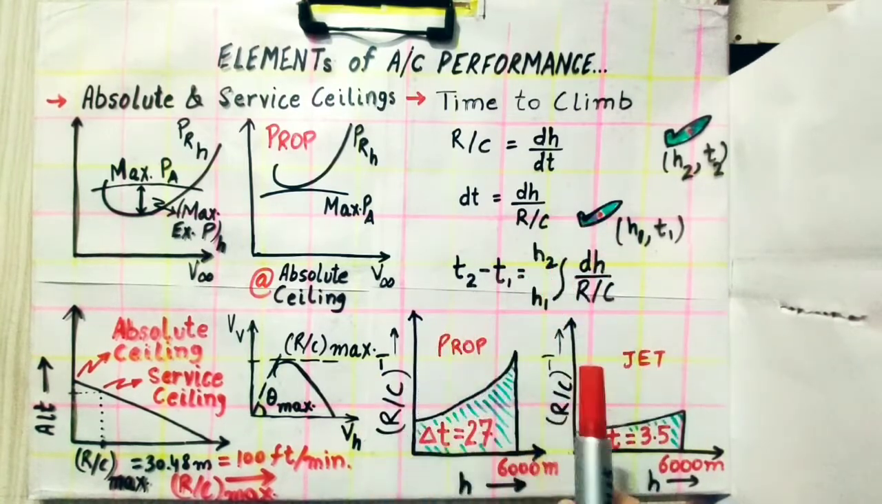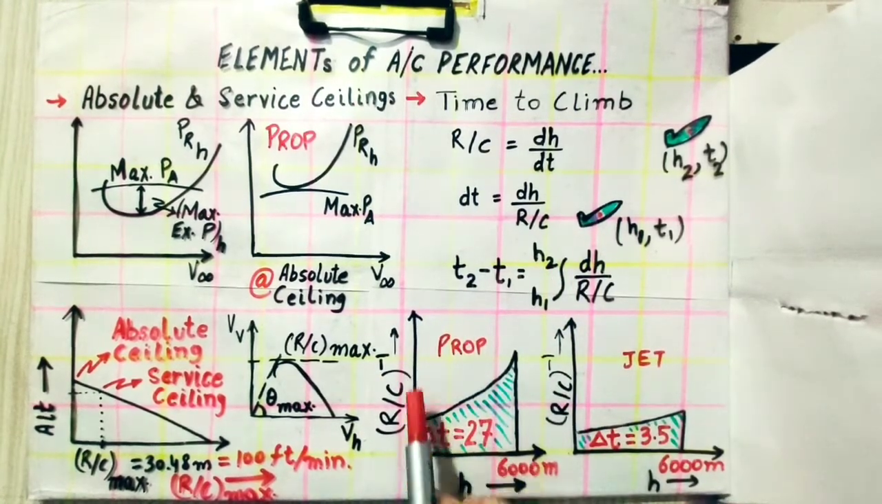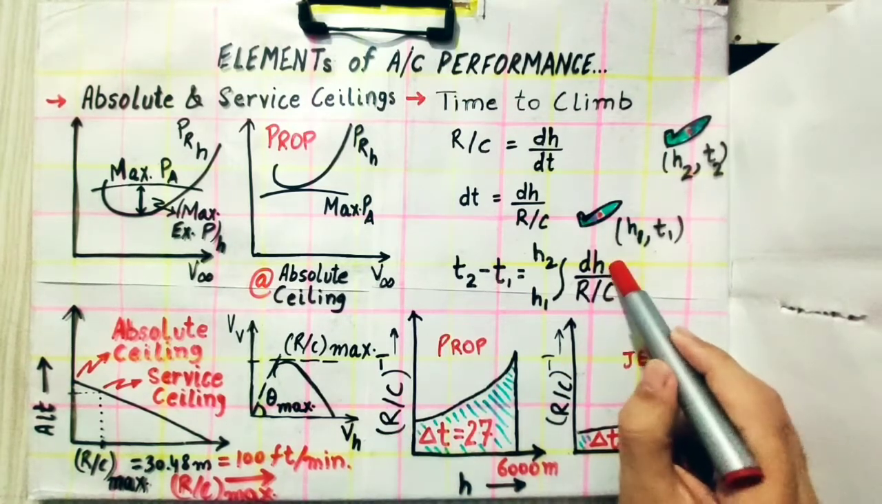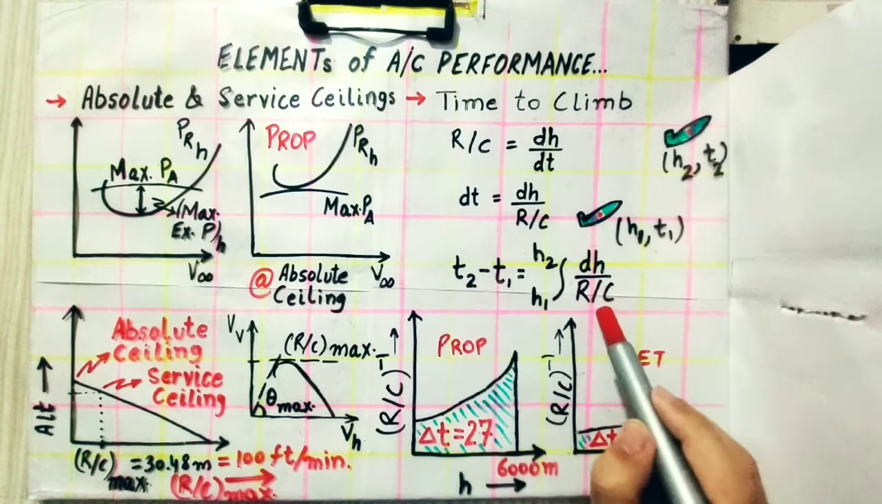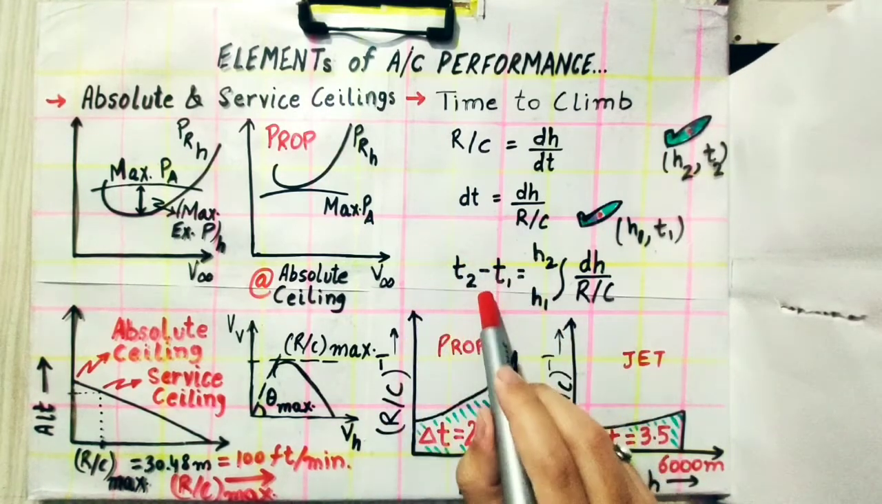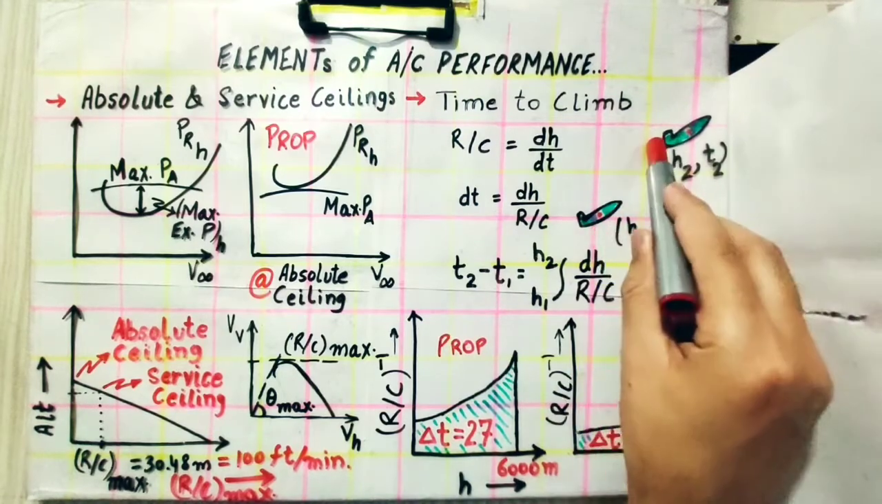to h2, and typically we see the variation of rate of climb, which is in the denominator. That's why we have rate of climb raised to the power minus 1 over here. Also here we see rate of climb raised to the power minus 1. So rate of climb in the denominator, when multiplied by dh, keeps rate of climb in the denominator: height is still divided by rate of climb. When they are multiplied, keeping rate of climb in the denominator, we get the time interval, or the time period in which an aircraft can climb from a point to another point.